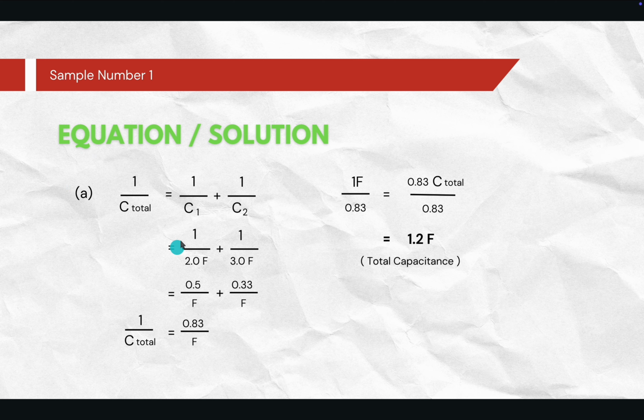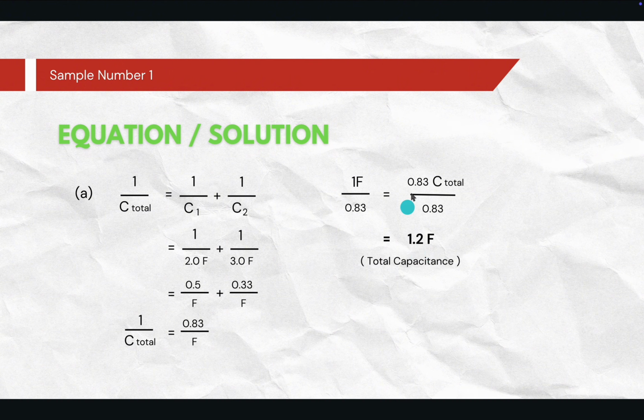Tapos, 1 over 2.0 is equal to 0.5. 1 over 3.0 is magiging 0.33. And then, i-add natin yung dalawa. 0.5 plus 0.33 is equal to 0.83. Hindi pa dyan nagtatapos, kasi need pa natin i-over yung na-total natin na 0.83 sa 1. 1 over 0.83 is equal to 1.2 F.